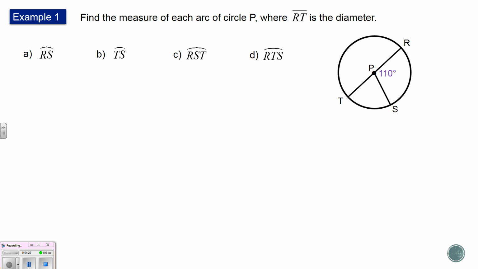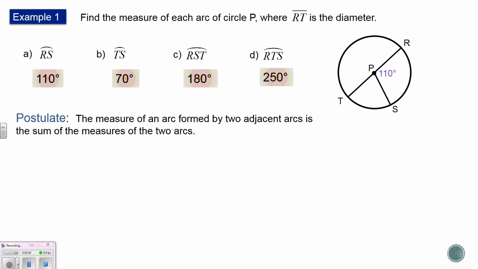Okay, so arc RS is this, so it's going to be exactly 110. TS is over here, so that is going to be 70 because TR is the diameter. This whole thing is 180, so 180 minus 110. RST, that's the semicircle. So we got that. And then RTS, so R going through T to get to S, that's going to be 360 minus 110.